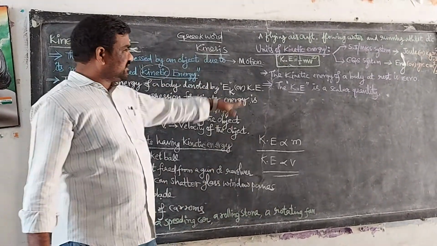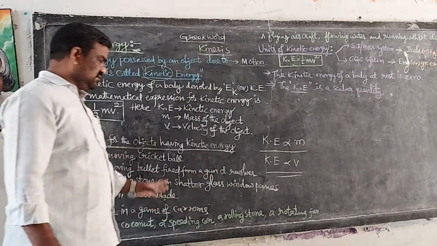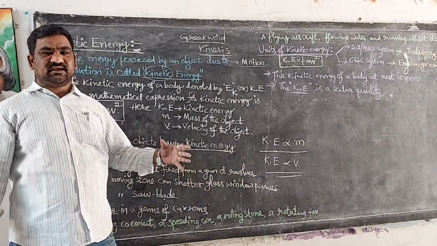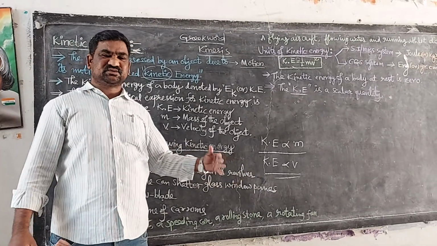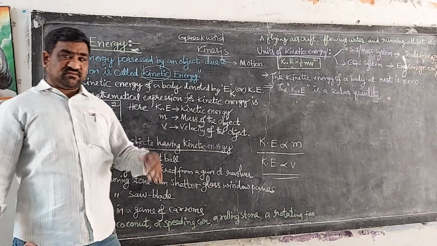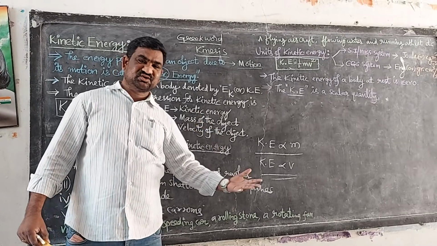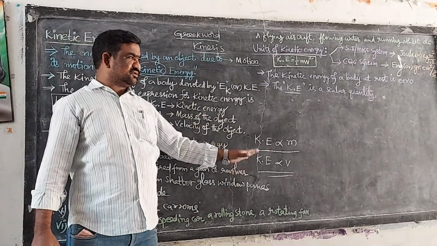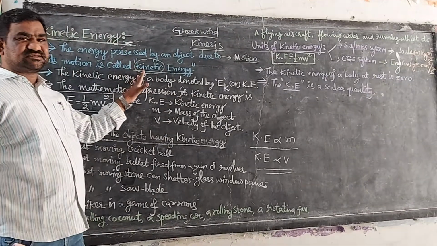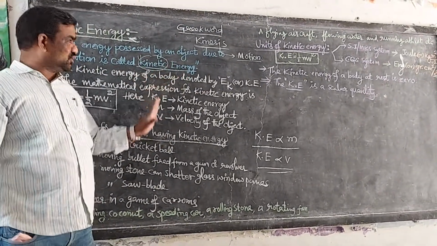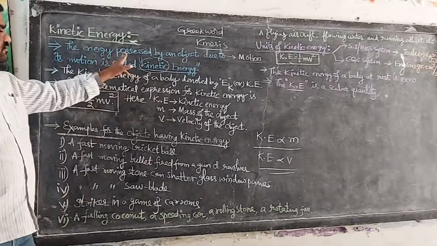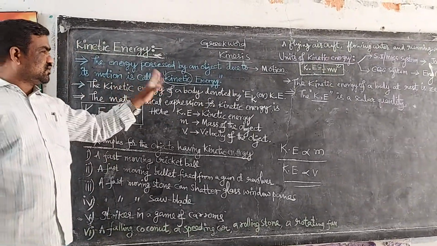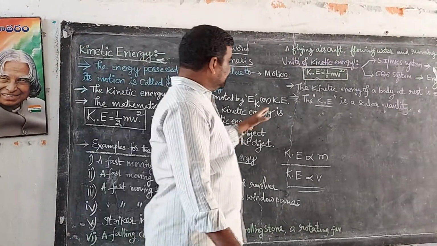So from these examples, we can say that when a body is at rest position, it does not possess any kinetic energy. But when the same object comes into motion, it possesses kinetic energy. So here kinetic energy is caused due to the motion of the body. So that's why the energy possessed by an object due to its motion is called kinetic energy.